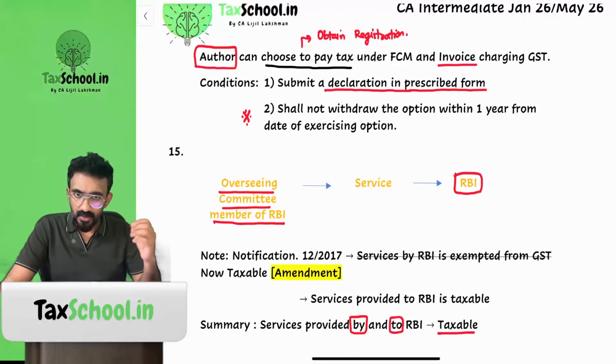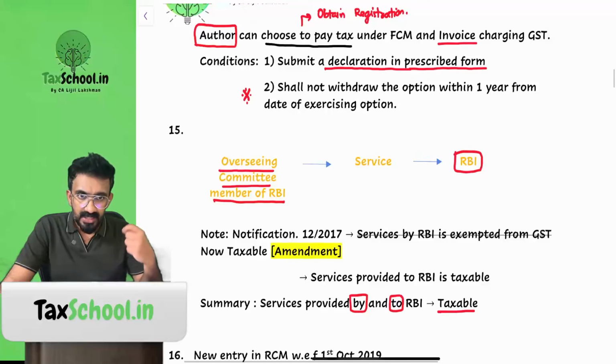Now, the author should go and register. Then they have to choose to pay tax under FCM and they have to give a bill to the publisher charging GST. They need to give a declaration to the publisher saying that I'm going to charge you GST because I've opted for FCM. But they cannot withdraw this FCM within 1 year from the date of exercising the option. So if the author goes into the FCM method, for every publisher they are giving a bill to, for 1 year from the date on which they have opted for this, they will be going under FCM only.